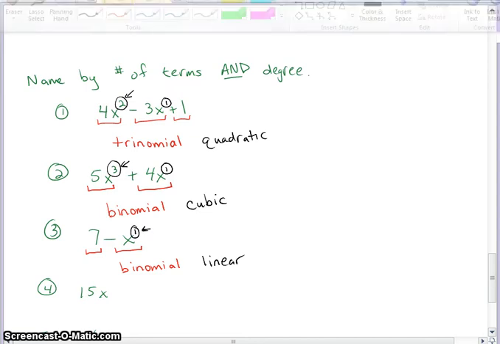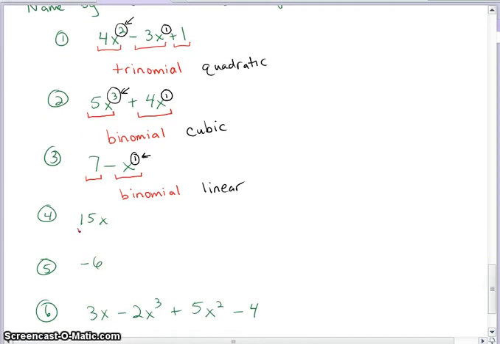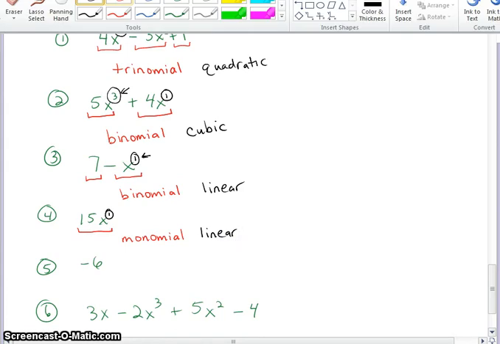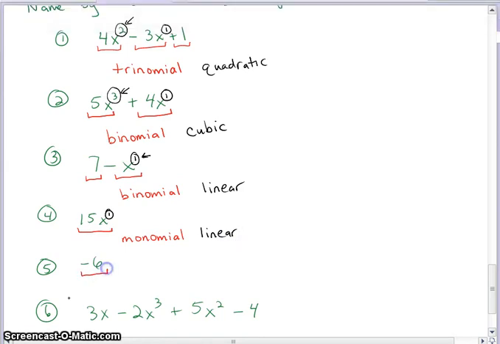All right, the next one. How many terms are there? Just 1. So that makes it a monomial, 1 term. And then the degree, right there. So it is a monomial, and it's linear. Okay? The next one, how many terms? 1 term. So that's monomial. And then what's the degree of the variable? Well, there isn't a variable, right? So it's a constant.